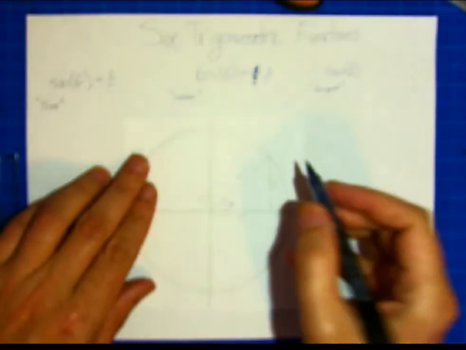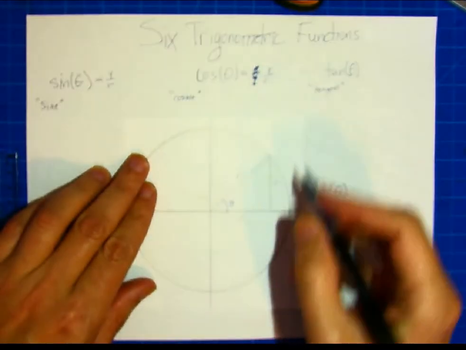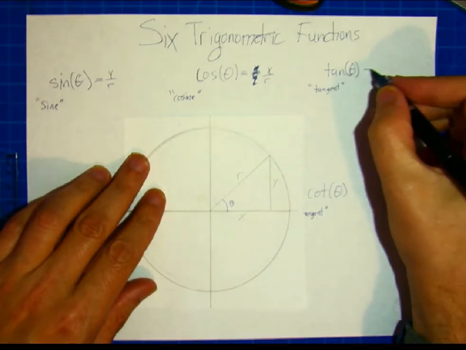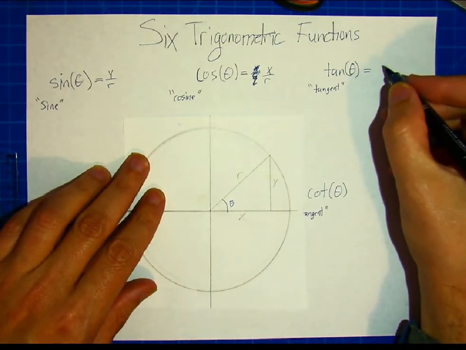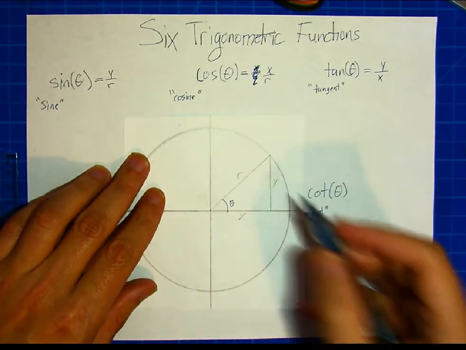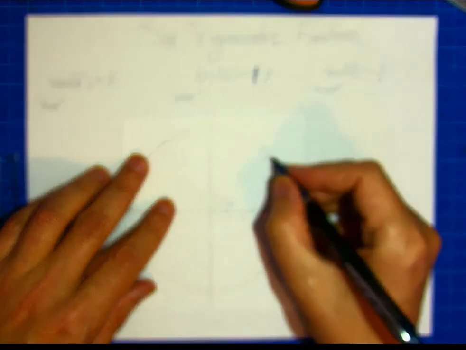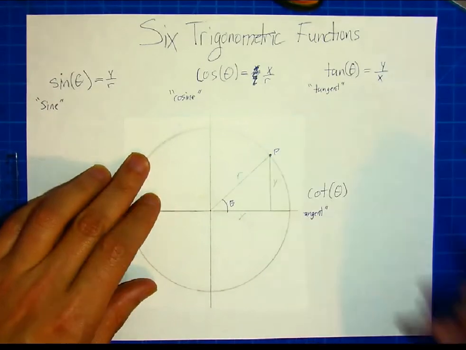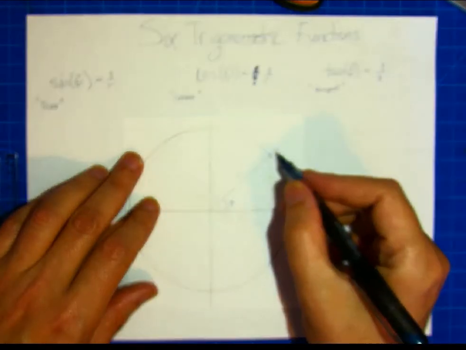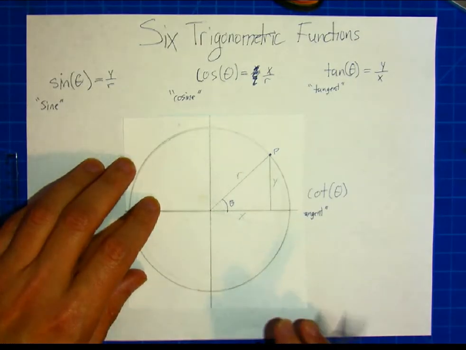So then we can go ahead and define tangent using the same picture. If sine is y over r and cosine is x over r, tangent we're going to define as y over x. So whatever the y coordinate is, divide that by the x coordinate. Again, we're always thinking that there's some point P here, even if we don't really label it or it doesn't figure into the problem. We kind of imagine it's there.